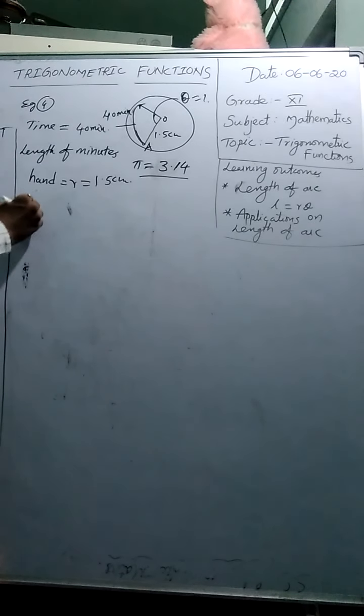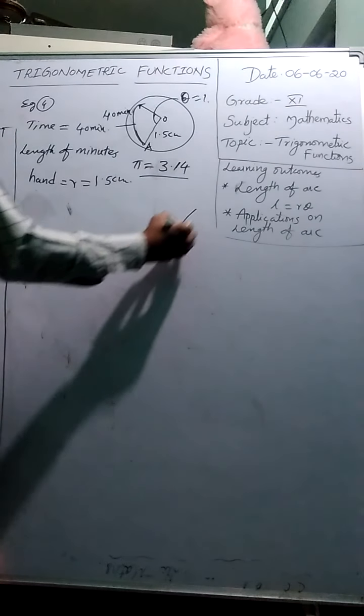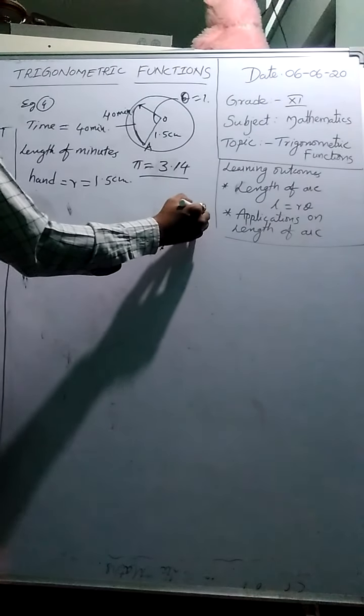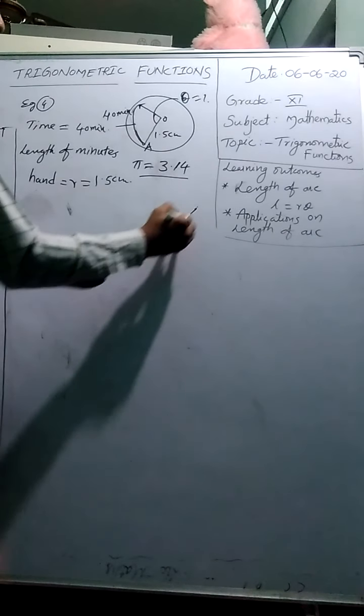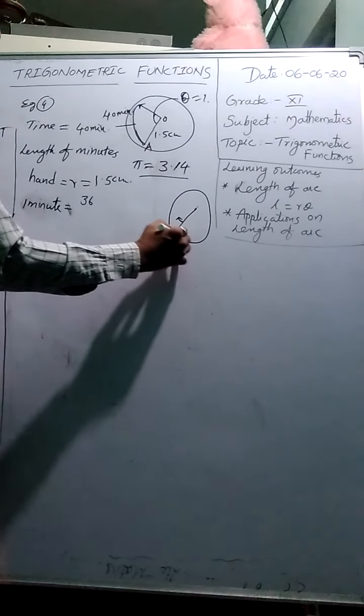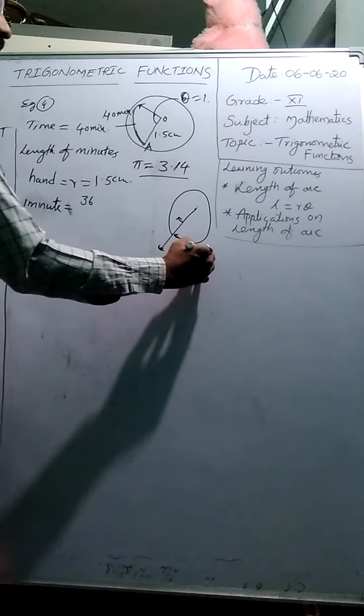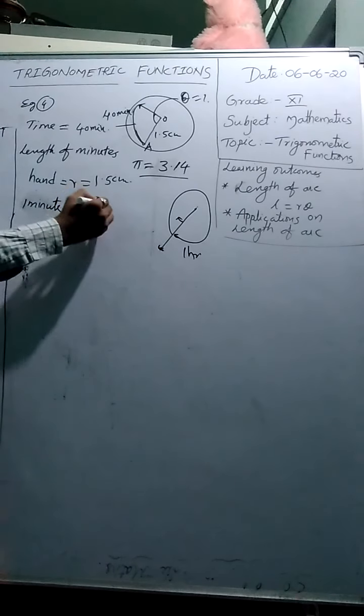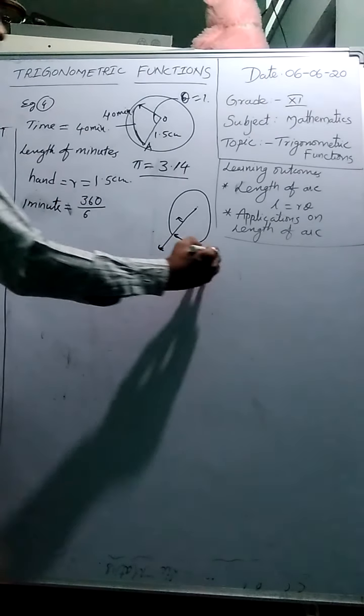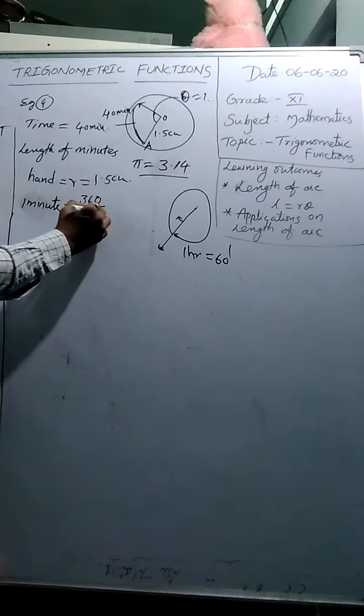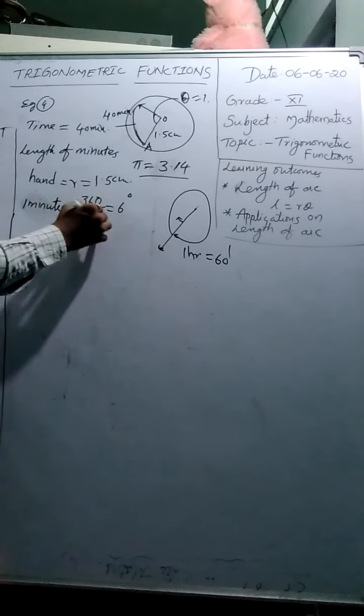Let us discuss now. Theta: if the minute hand rotates only 1 minute, what is the angle made by the minute hand? In 1 hour the minute hand completes one full rotation. Okay students, so in 1 hour it can complete 360 degrees. 1 hour equals how many minutes, friends? 60 minutes. So divide by 60, and we get 6 degrees.